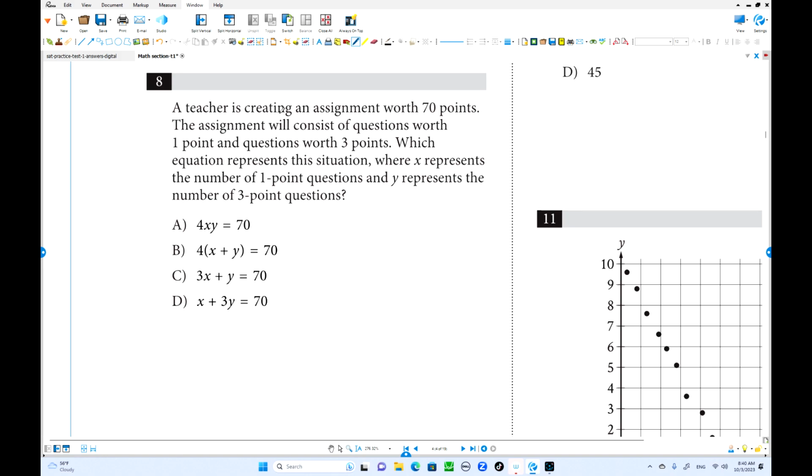Number 8, a teacher creating an assignment worth 70 points. Total is 70 points. So we have 2 different kinds of questions: 1 point questions and 3 point questions. X represents 1 point questions over here. This is X. 3 point is Y. Total is just 70 points. So you have X questions, 1 times X, plus 3 times Y, that is the total equal to 70 points. So choice D is the answer.